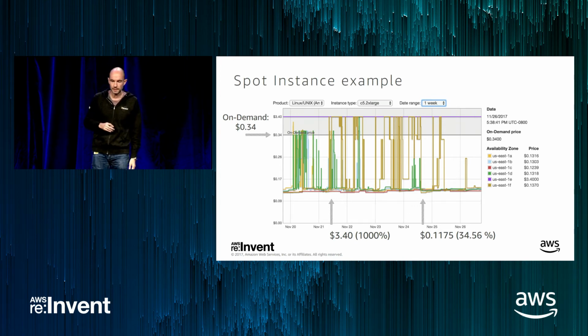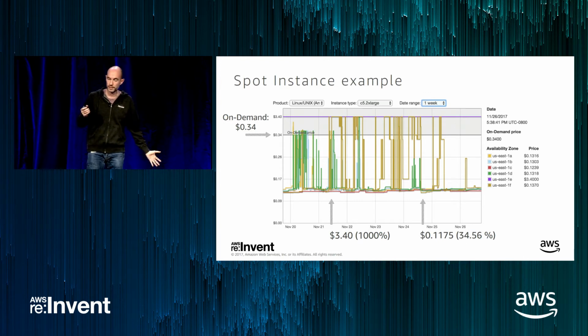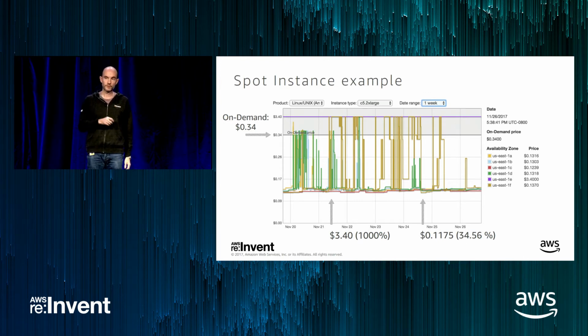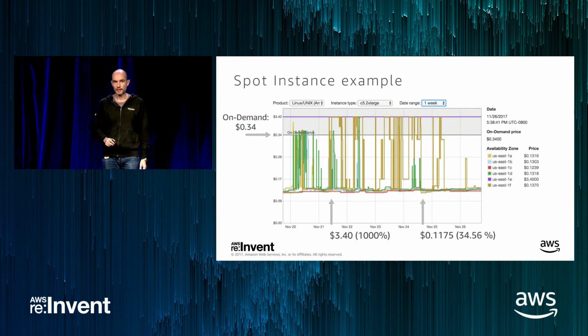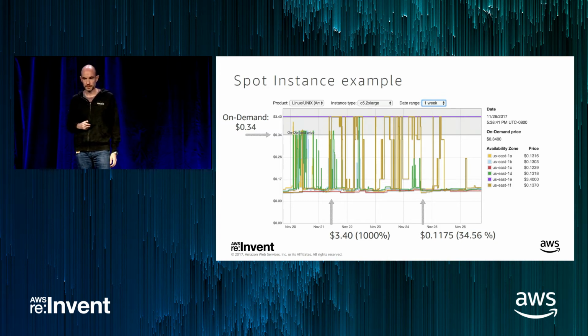But the other thing you can see is that the price can drop down to 11 cents here in this example, to 34%. This is lower than reserved instances. And in some cases, the price can drop as low as 10% of on-demand. So there's huge opportunity here if you know how to leverage spot instances.